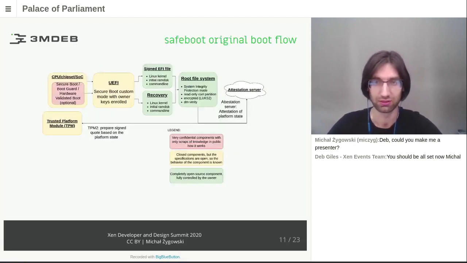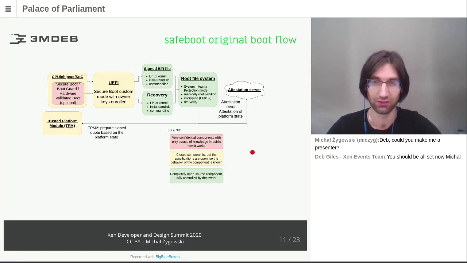But this is how the original safeboot looks like. So we have some parts marked in red, which are quite confidential, like secure boot, boot guard, or hardware validated boot. They are typically tied to the onboard secondary processors like Intel Management Engine or AMD Platform Security Processor. They are optional and can verify our firmware, which is UEFI.